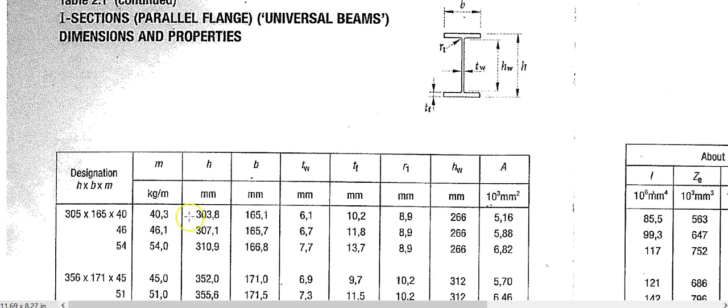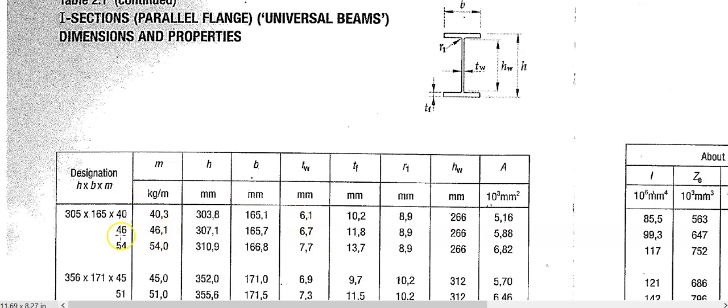if I look at the top one there, that says h by b by m. That h means the distance from the top to the bottom of the flange. And b there is 165, so it's 165 wide. So this section is 305 high by 165 wide, and m is the mass per meter. That means if I chop off 1 meter of this section and put it on a scale, it will have a mass of 40.3 kilograms.